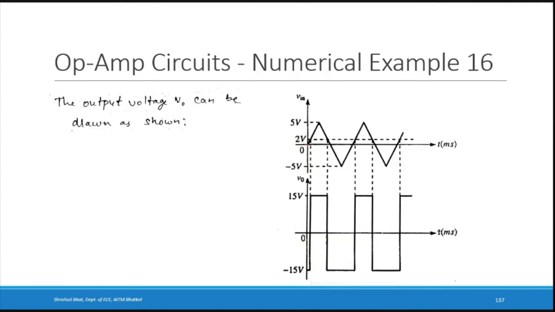For the values from 0 to 2, input is less than 2, so it will be minus 15. Then at 2 volts, it increases up to 5 and then again comes down till 2. Till here again it will be plus 15. And from here it is going to minus 5, again coming to 2, it will be minus 15. And again it repeats. It's a periodic signal, so the output is also periodic, but varying between only 2 levels, that is plus 15 and minus 15. Right? So this way you can draw the corresponding output waveform for the given input signal.